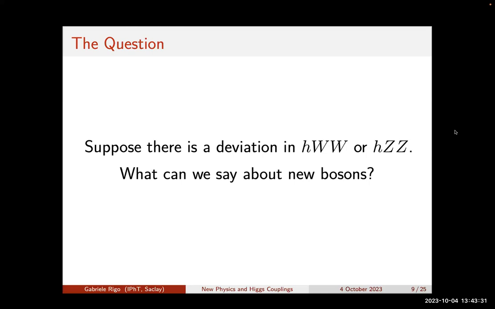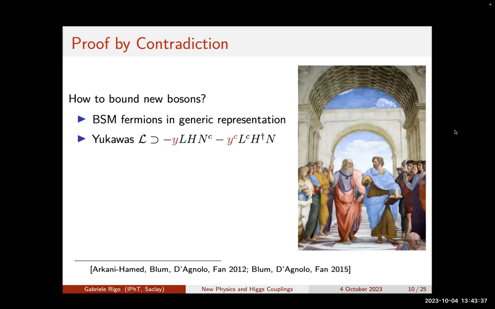So what is the logic of the thing we're trying to do? Well, the point is that we want to put a bound on the scale of new bosons depending on a deviation in those couplings of the Higgs. So the idea is that you can work by contradiction. You can make a proof by contradiction, which means, if you want to bound new bosons, first you start by assuming that you have no new bosons. So you only extend the standard model with new fermions. By assumption, there are no new bosons at this stage.